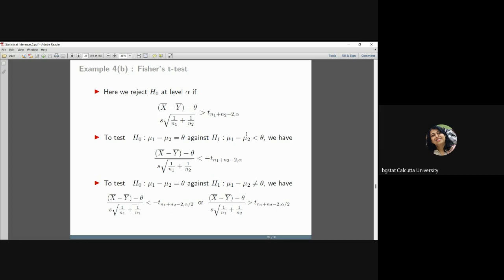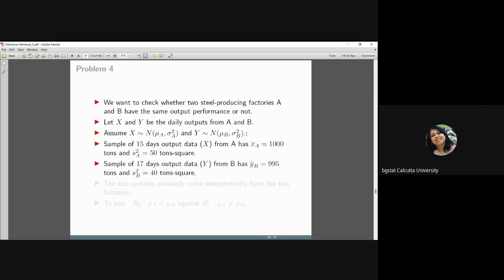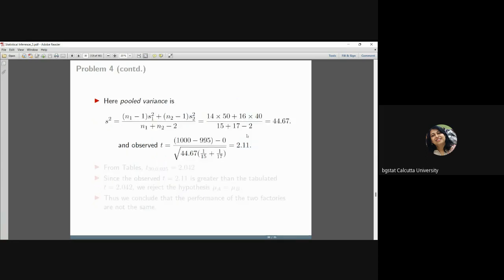So here is an example where we want to check whether two steel producing factories have the same output performance or not. Our random variables x and y are the daily outputs. So these obviously vary from day to day, so they're random. We assume two normal distributions, and we assume that these populations have the same variance. So in that case, we estimate the pooled variance.